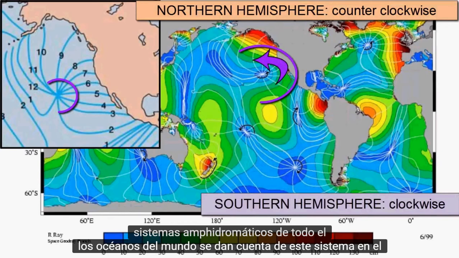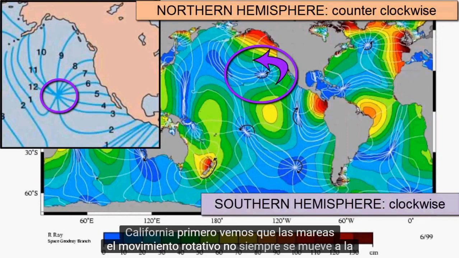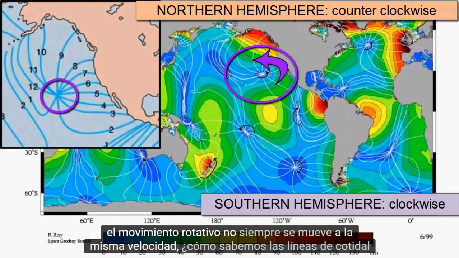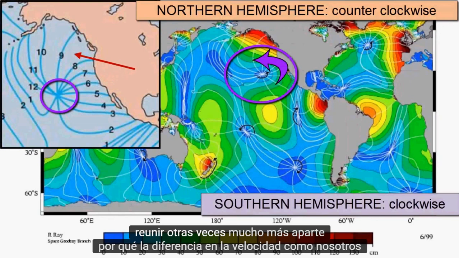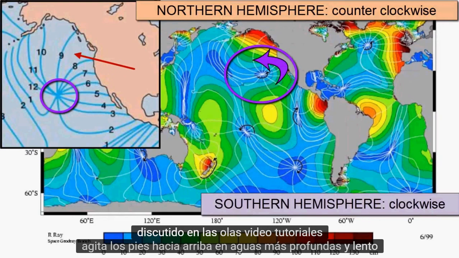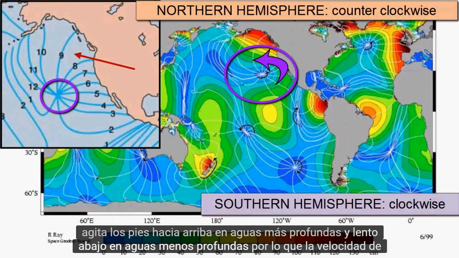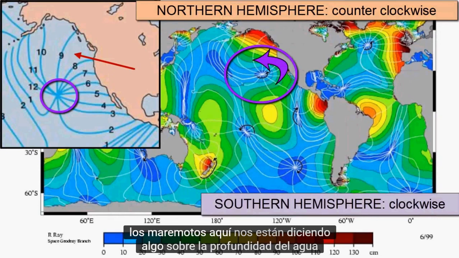Notice this system in the northern hemisphere off the coast of California. First, we see that the tide's rotary motion isn't always moving at the same speed. How do we know? Co-tidal lines are sometimes close together, other times much further apart. Why the difference in speed? As we discussed in the waves video tutorials, waves speed up in deeper water and slow down in shallower water. So the speed of the tidal waves here are telling us something about the depth of the water.